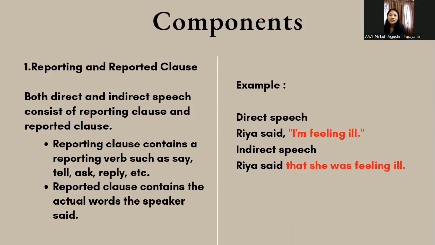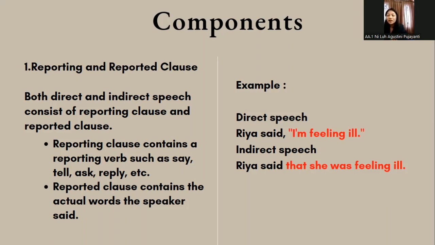In reported speech, we write or present in our own words what someone else said. Next, the components of direct and indirect speech. Both direct speech and indirect speech consist of a reporting clause and a reported clause. The reporting clause contains reporting verbs that are commonly used such as say, tell, ask, reply, etc., usually in the past simple. And the reported clause contains the actual words that the speaker said.